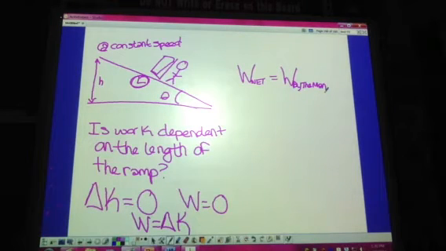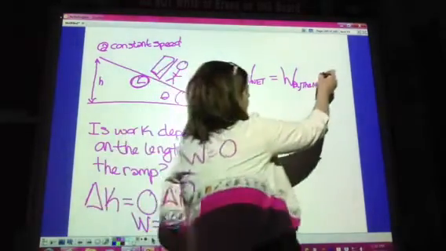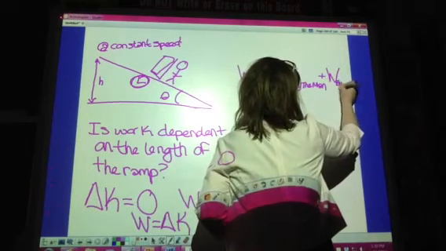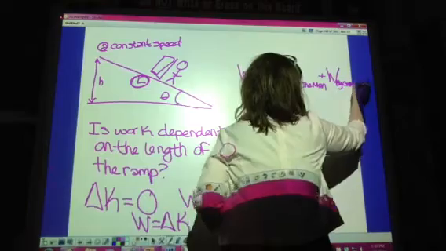But then we're also going to have some amount of work done by gravity as well. So I'm going to have work done by the man, and then I also want to find or think about the work done by gravity.